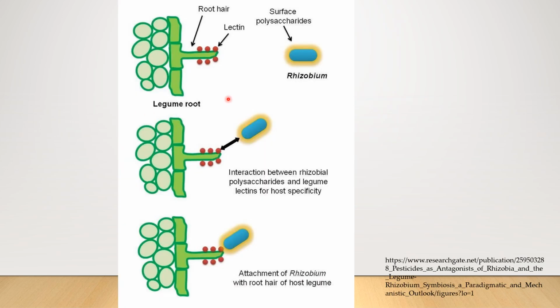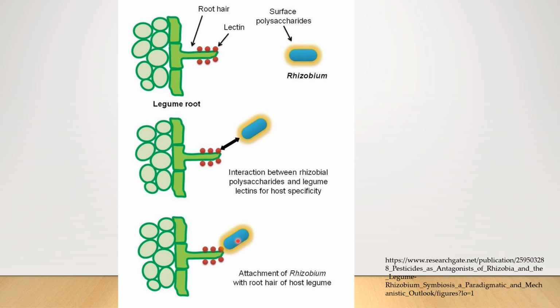So here let us see what happens. Some books have told that it is lectins also that contribute to nodulation in some of the plants. The root hairs of some legumes secrete lectins, and this is the bacterium. It has the surface polysaccharide. When there is an interaction between the surface polysaccharide and the legume lectins, this interaction is again host specific.